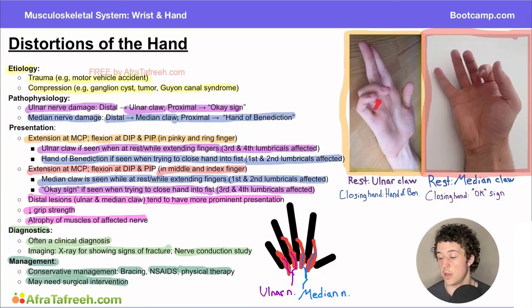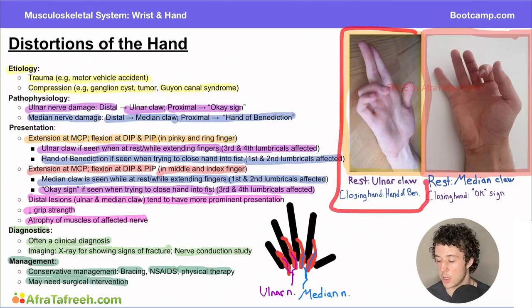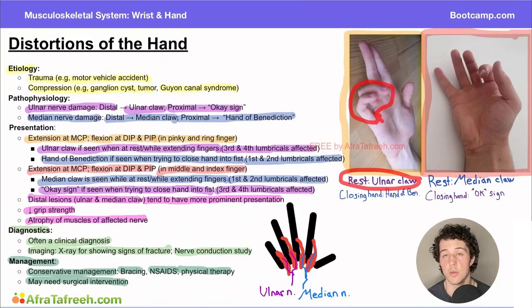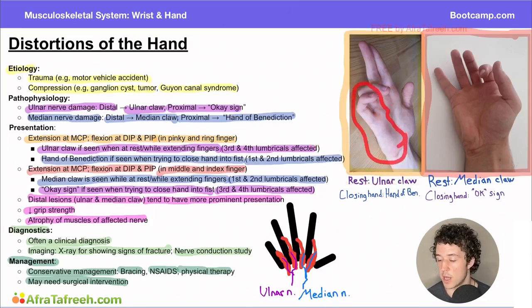So this patient comes in and there is extension at the MCP for the fourth and fifth digits and flexion at the interphalangeal joints for the fourth and fifth digits. And so this is our presentation. And again, we're going to ask ourselves, is this at rest or were they trying to close their hand into a fist? And because this patient was at rest, we suspect that there is injury in the third and fourth lumbricals and that there is going to be a distal ulnar injury. And again, that ulnar nerve will be responsible for the hypothenar compartment of the arm, and so we may see wasting of the hypothenar eminence.